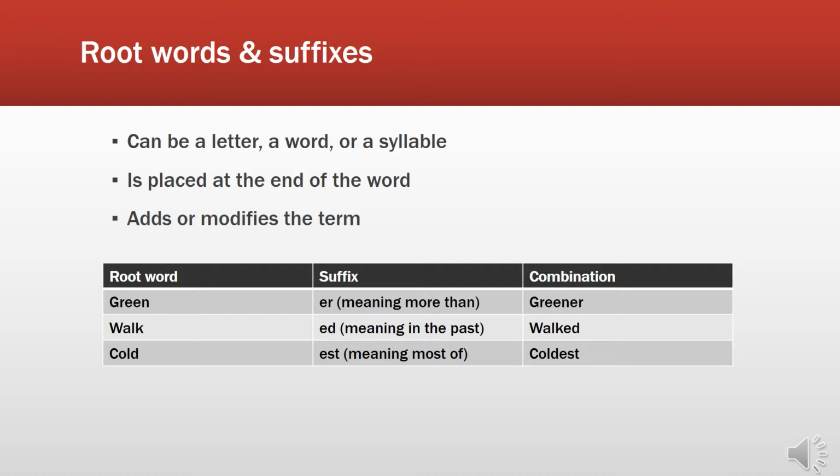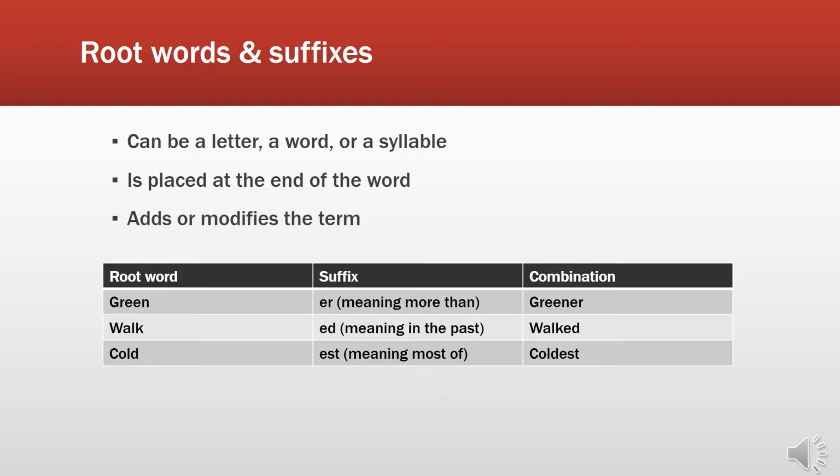Another way we can tell more information about something is to use suffixes. A suffix is a word ending that changes the meaning of the word it is attached to. Look at the examples below. Adding "er" to the end of the word green tells us that it is more green, greener. Adding "ed" to the end of the root word walk tells us that it was done in the past, walked. Adding "est" to the end of the root word cold tells us that it is the most cold, coldest.